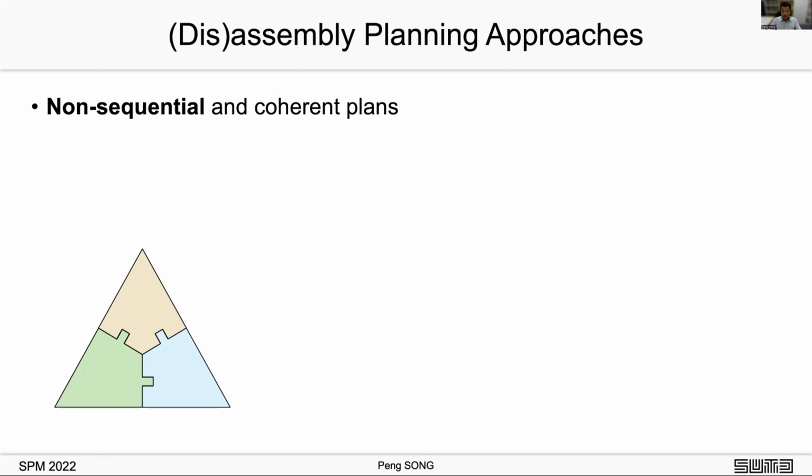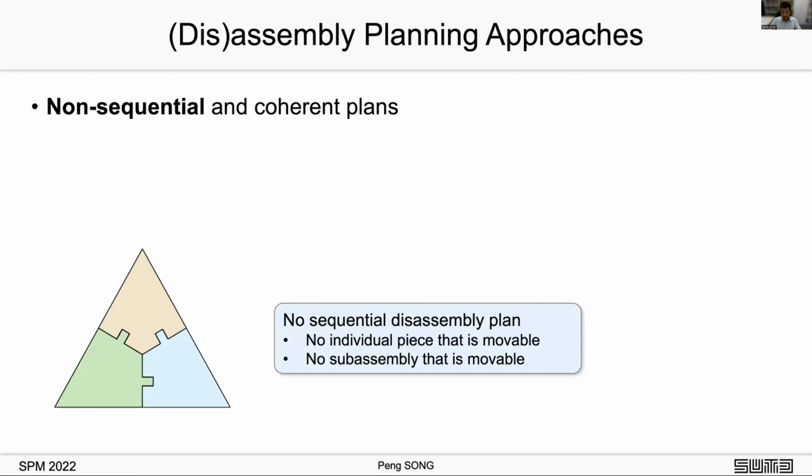Non-sequential and coherent plans. Look at this example. There does not exist a sequential plan to disassemble the puzzle, since there is no individual piece that is movable and no sub-assembly that is movable. However, there indeed exists a non-sequential plan to disassemble the puzzle pieces, where the green piece and the blue piece move along different directions simultaneously.